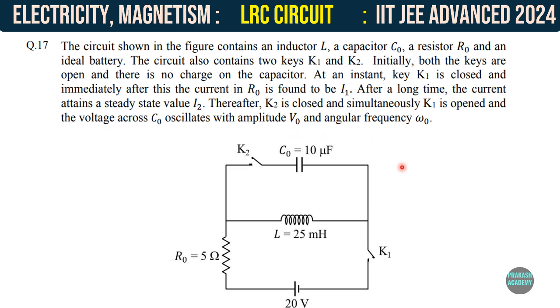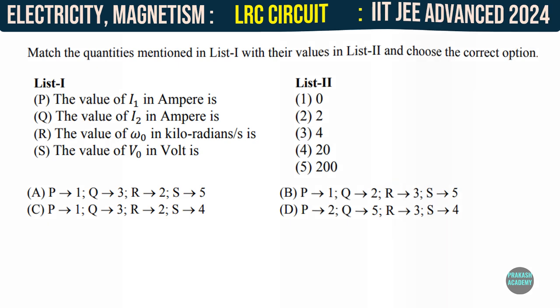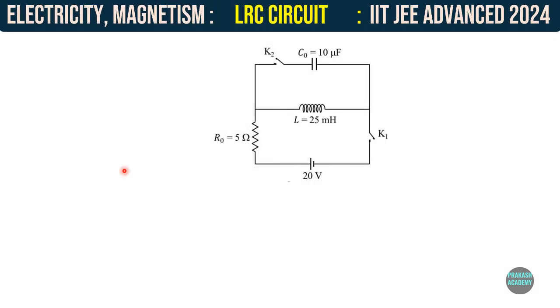So, with this given information, you have been given two lists and you have to match. Basically, you have to find the value of I1, I2, omega naught and V0. So, let us try to solve this problem.